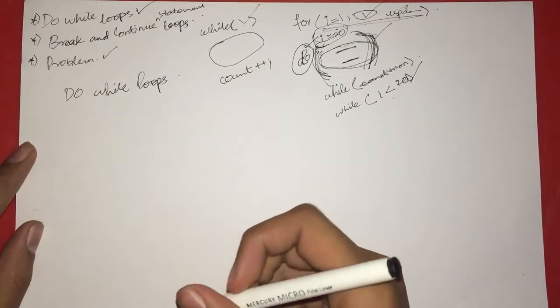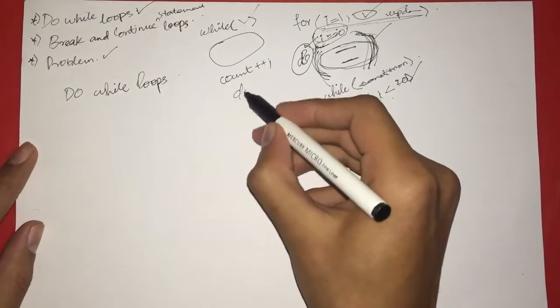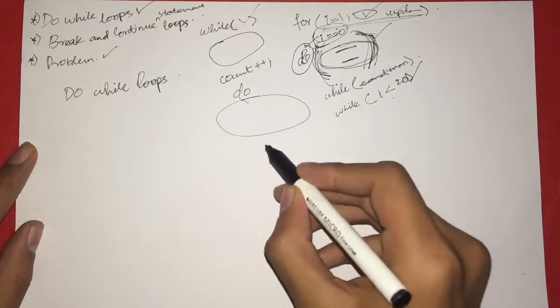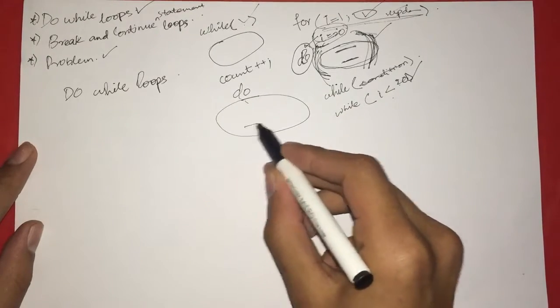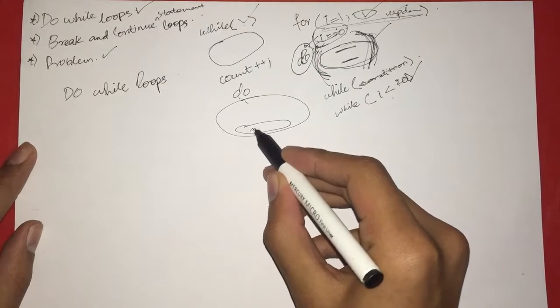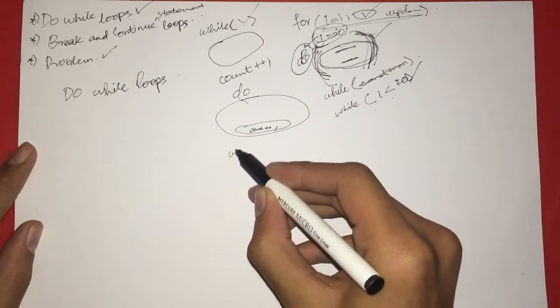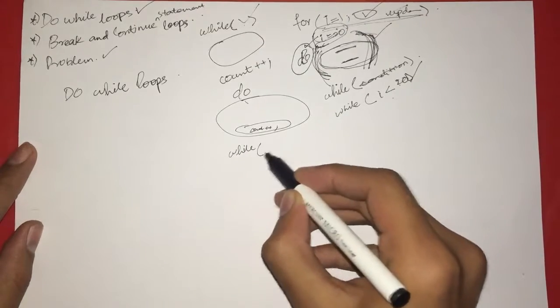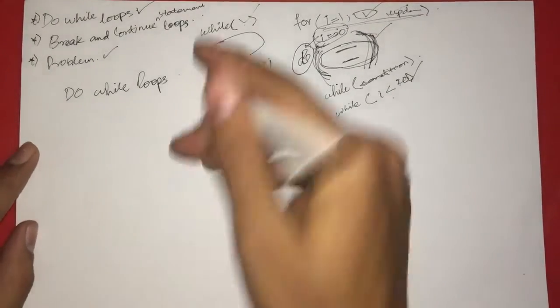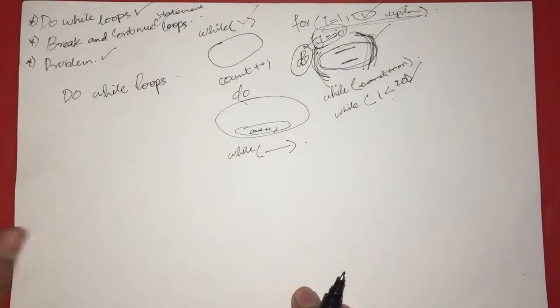Now, as I said, the structure: you have do, you have the body here, you have the update statement, for example, count plus plus right here, and then you have the reserved word while, and you have the condition over here. Now let's discuss what are break and continue statements.